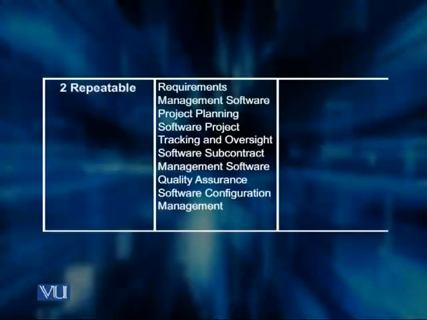If you look at level 2, under management, you have requirements management, software project planning, software project tracking and oversight, software subcontract management, software quality assurance, and software configuration management. All the key process areas at level 2 fall under the management category or under the heading of management for process categories.